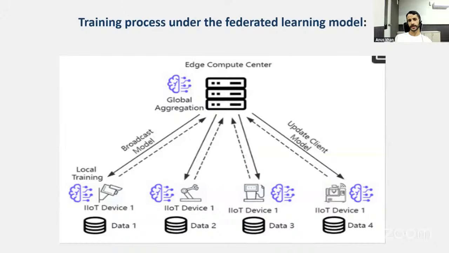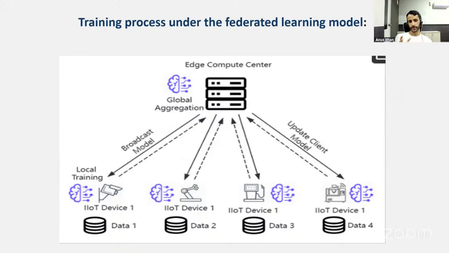Here we have an architecture diagram of a federated learning model. How does federated learning model training work? As you can see, guys, in the diagram we have the edge compute center. The edge compute center acts as a global aggregator. First, it broadcasts a model update to all the IoT devices to start their training. As you can see, each IoT device model has its own private data, so each IoT device model is trained on its private data. They will not share any raw data with another IoT device model, nor with the edge compute center.